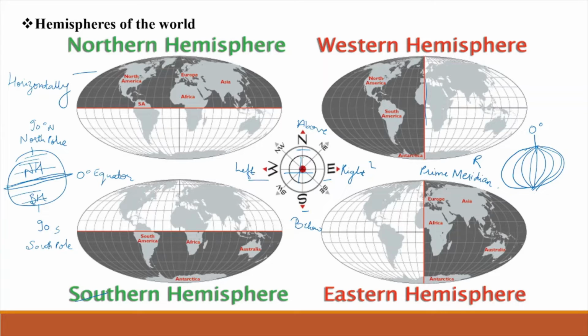In this way, we have four different hemispheres on the globe. If the globe is divided horizontally by the equator, then we get the northern hemisphere and the southern hemisphere. Whereas if we divide the globe vertically, then again we get two hemispheres, the western and the eastern hemisphere, divided by the 0 degree longitude known as the prime meridian, which passes through London.